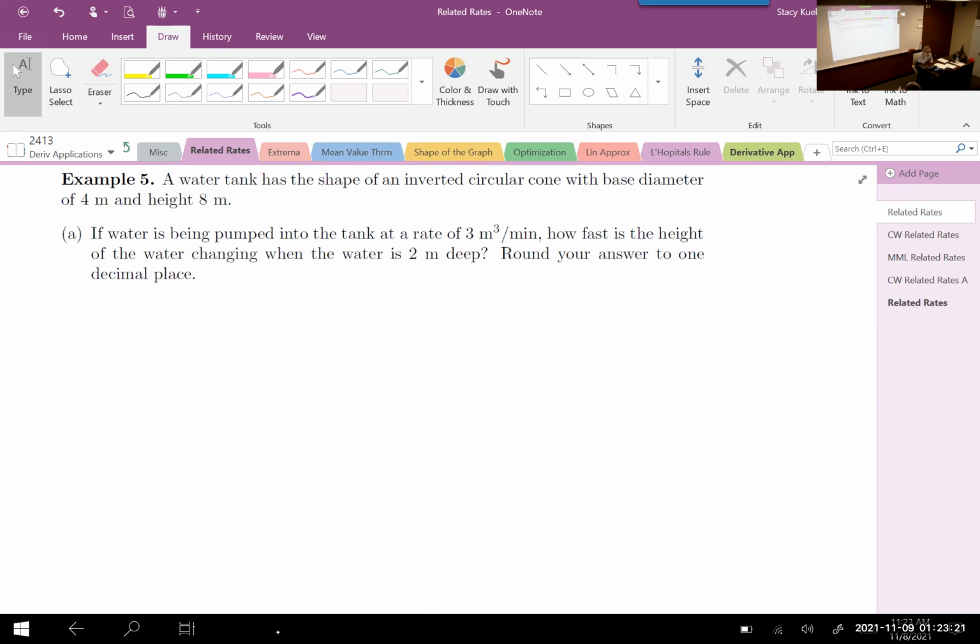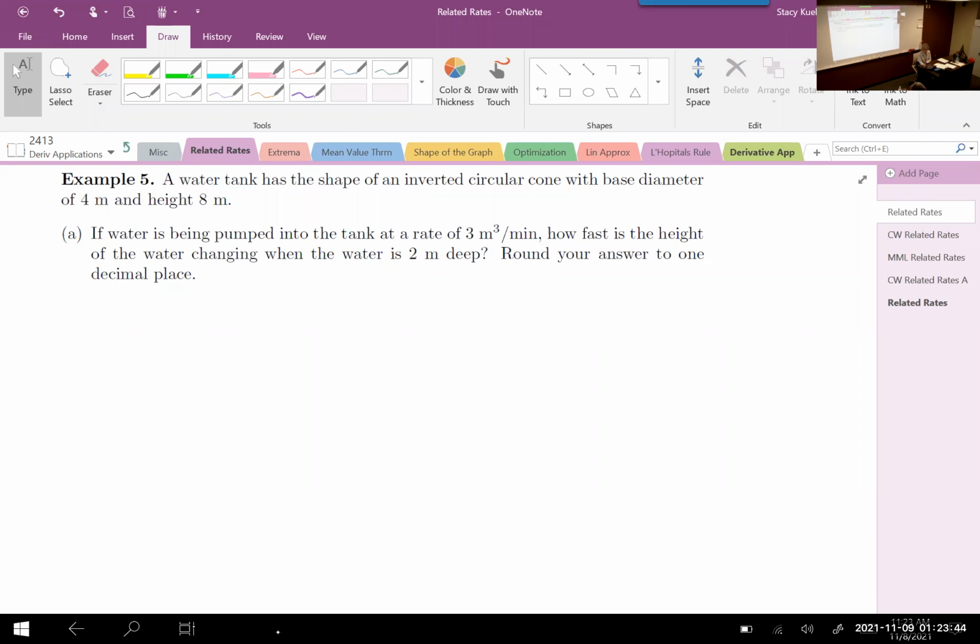A water tank has the shape of an inverted circular cone like you saw above with a base diameter of 4 meters and a height of 8 meters. If water is being pumped into the tank at a rate of 3 cubic meters per minute, how fast is the height of the water changing when the water is 2 meters deep? That's what we're looking at.